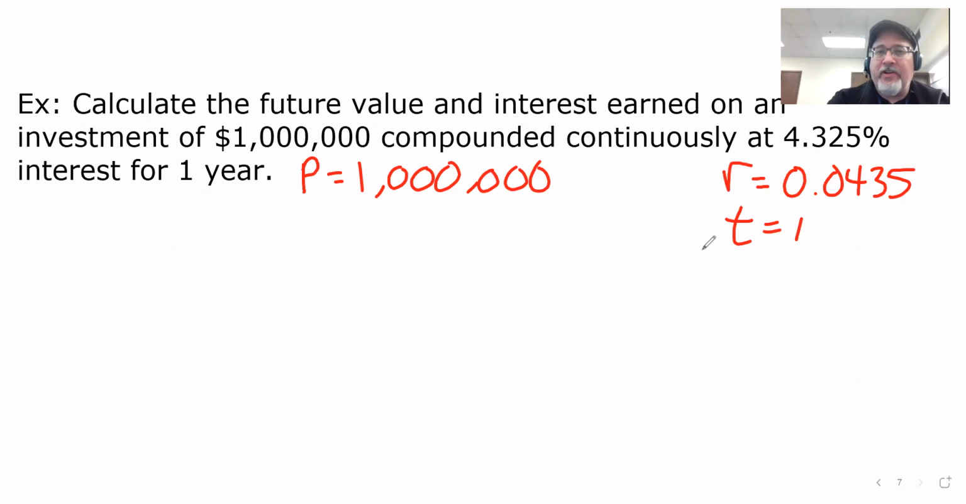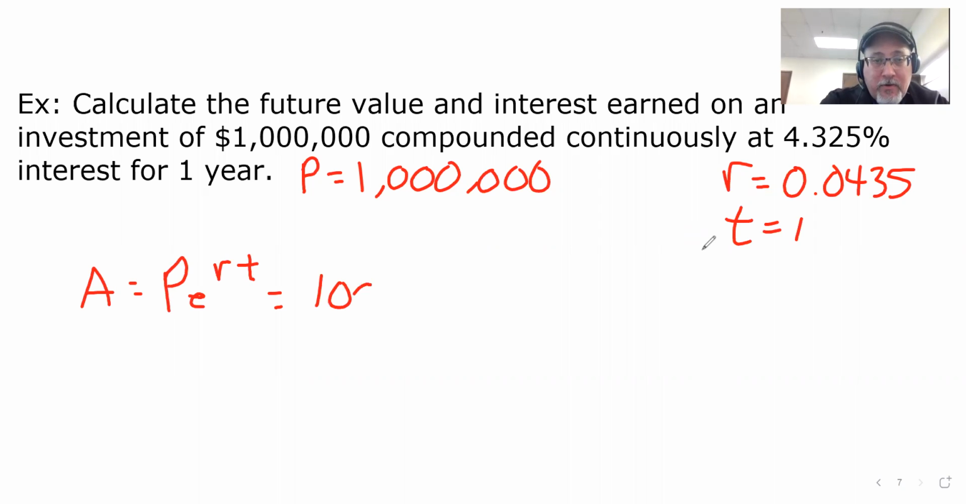We got the principal, we got the interest rate, we're doing compounded continuously, and we're doing this for 1 year. So t is equal to 1. Let's set up our formula to find the future value first. Our future value is P times e to the rt power. Our P is 1 million, with some commas for clarity. e is a constant, it's a number, don't replace it with anything. r is 0.0435, and we're going to multiply that times t, which is just 1.